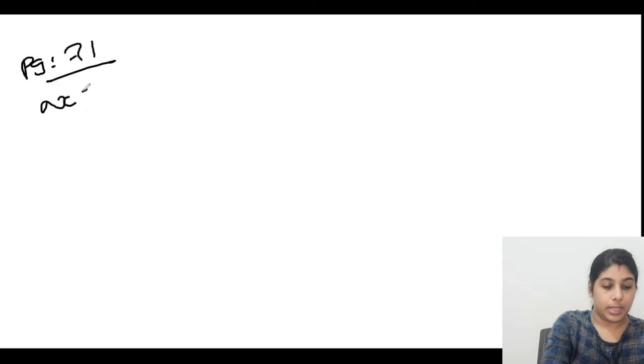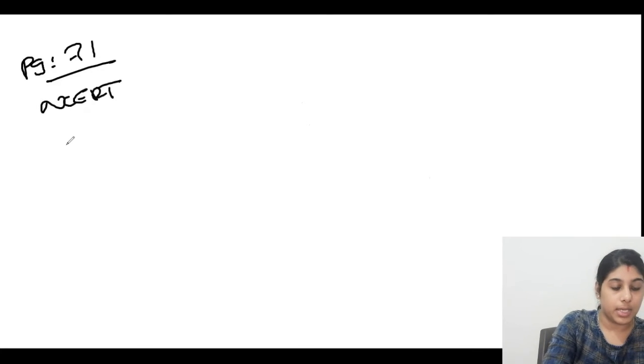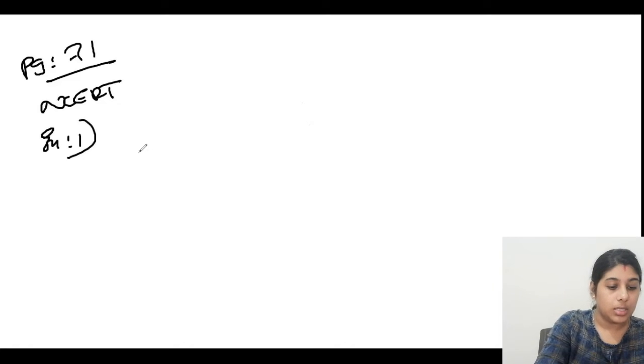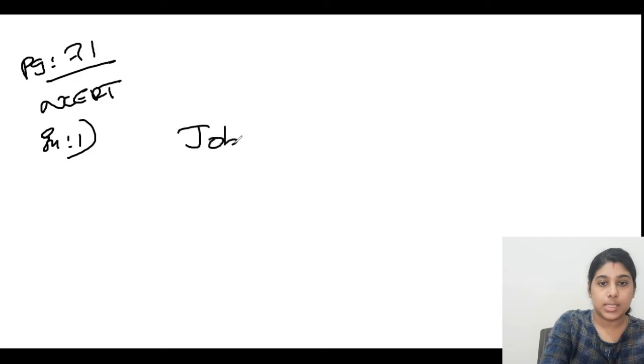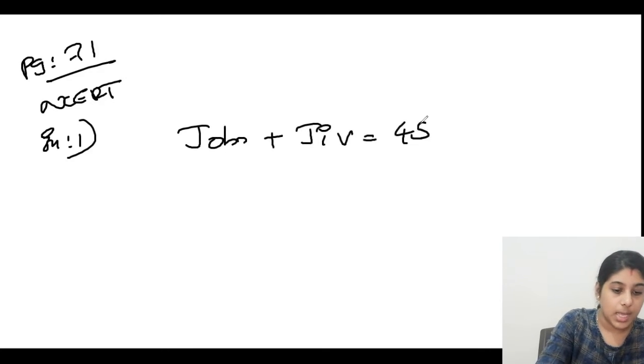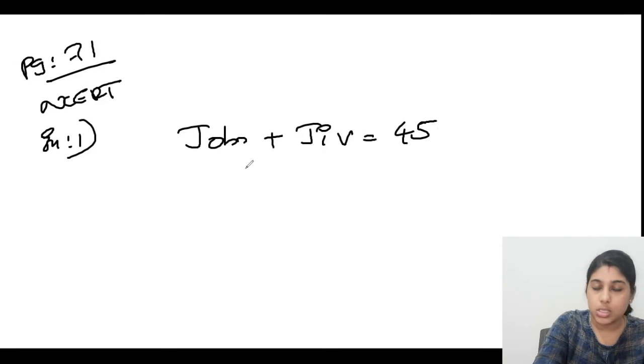NCERT textbook, it is given there. Example 1. John and Jivanti together have 45 marbles. So John plus Jivanti, total there are 45 marbles. Both of them lost 5 marbles each. So each one lost 5 marbles.